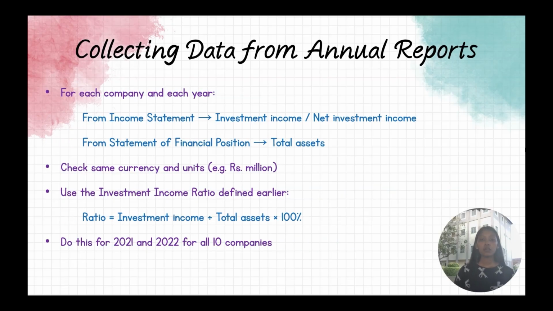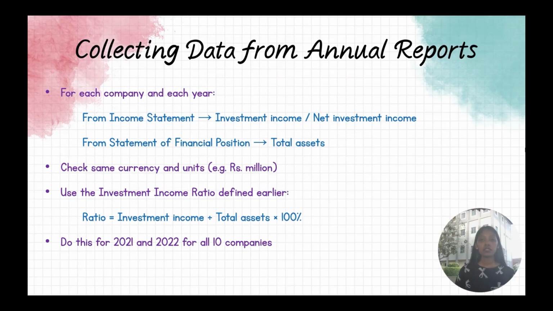Next, I explain how we collect the numbers from the reports. For each company and each year, we read two figures. From the income statement, we take investment income or net investment income. From the statement of financial position, we take total assets. Then we check both numbers use the same currency and units. For example, rupees in million.